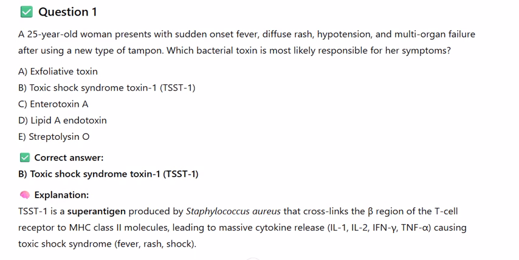Explanation. TSST is a superantigen produced by Staphylococcus aureus that cross-links the beta region of the T-cell receptor to MHC class II molecules, leading to massive cytokine release, IL-1, IL-2, IFN-gamma, TNF-alpha, causing toxic shock syndrome, fever, rash, shock.